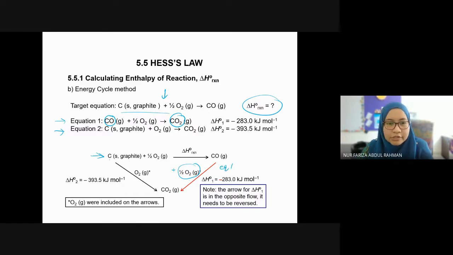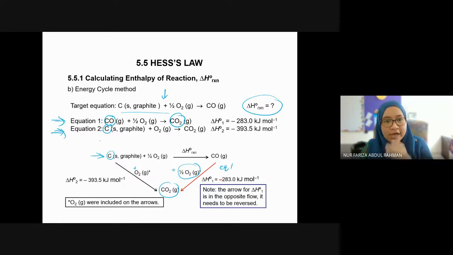Okay, how about equation 2? Okay, we need the carbon. We have the carbon from the target equation just now. Okay, this carbon we react with oxygen to produce CO2, which is this one. Okay, betul tak? Alright. Okay, inilah based on the information given. This is based on the information given.